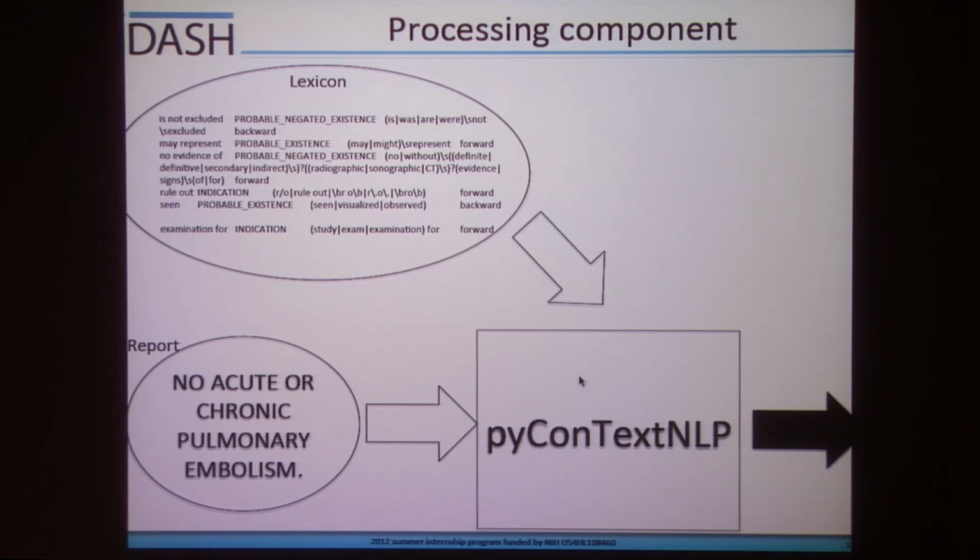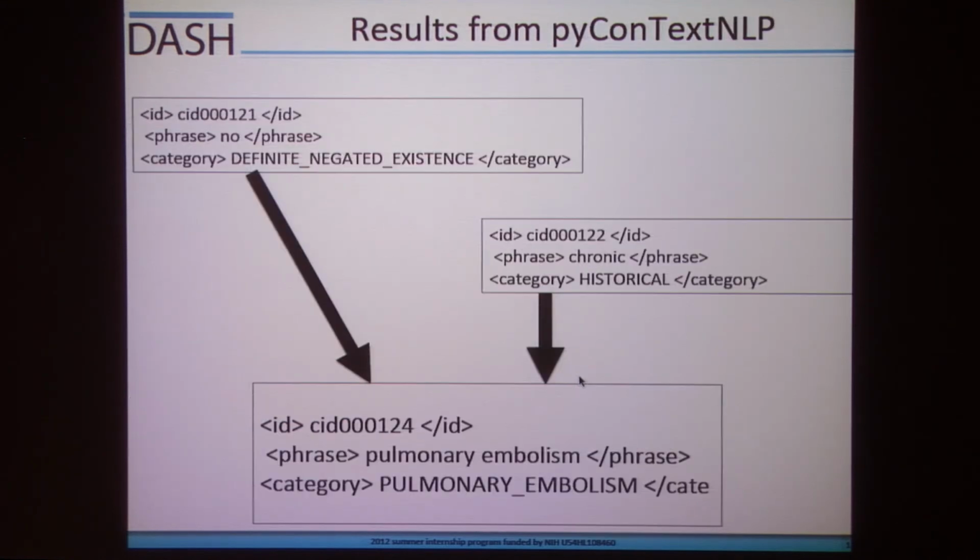So here's the processing component. I have the lexicon that has both the literal, the category, and then the regular expression. All the regular expressions are run across the report. So for example, in the report, I have the word no. The words I'm interested in are no, chronic, and pulmonary embolism. So up in the lexicon, the algorithm actually looks at these regular expressions, runs it against here, determines if this is in here, and then aggregates this information into a nice, easy-to-read format. As you can see, these items both share a relationship to pulmonary embolism.